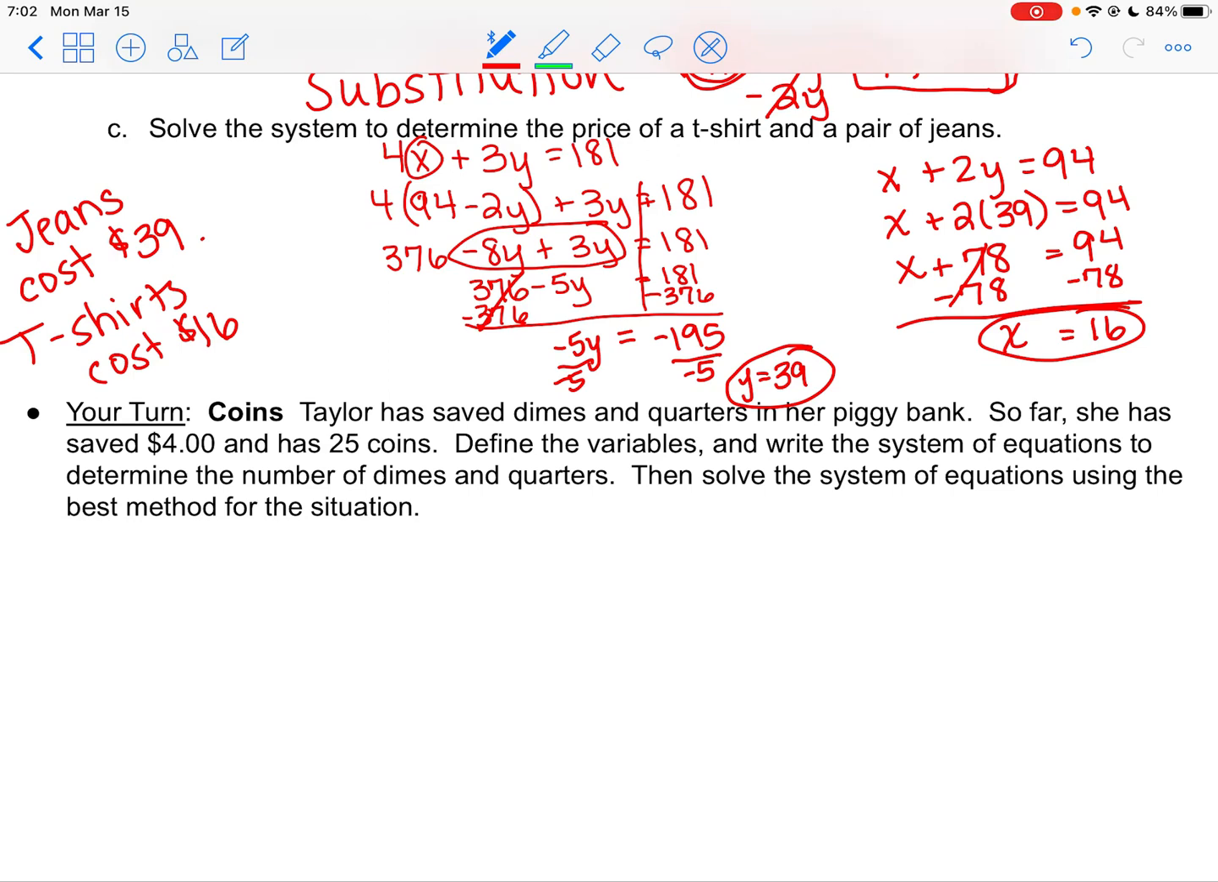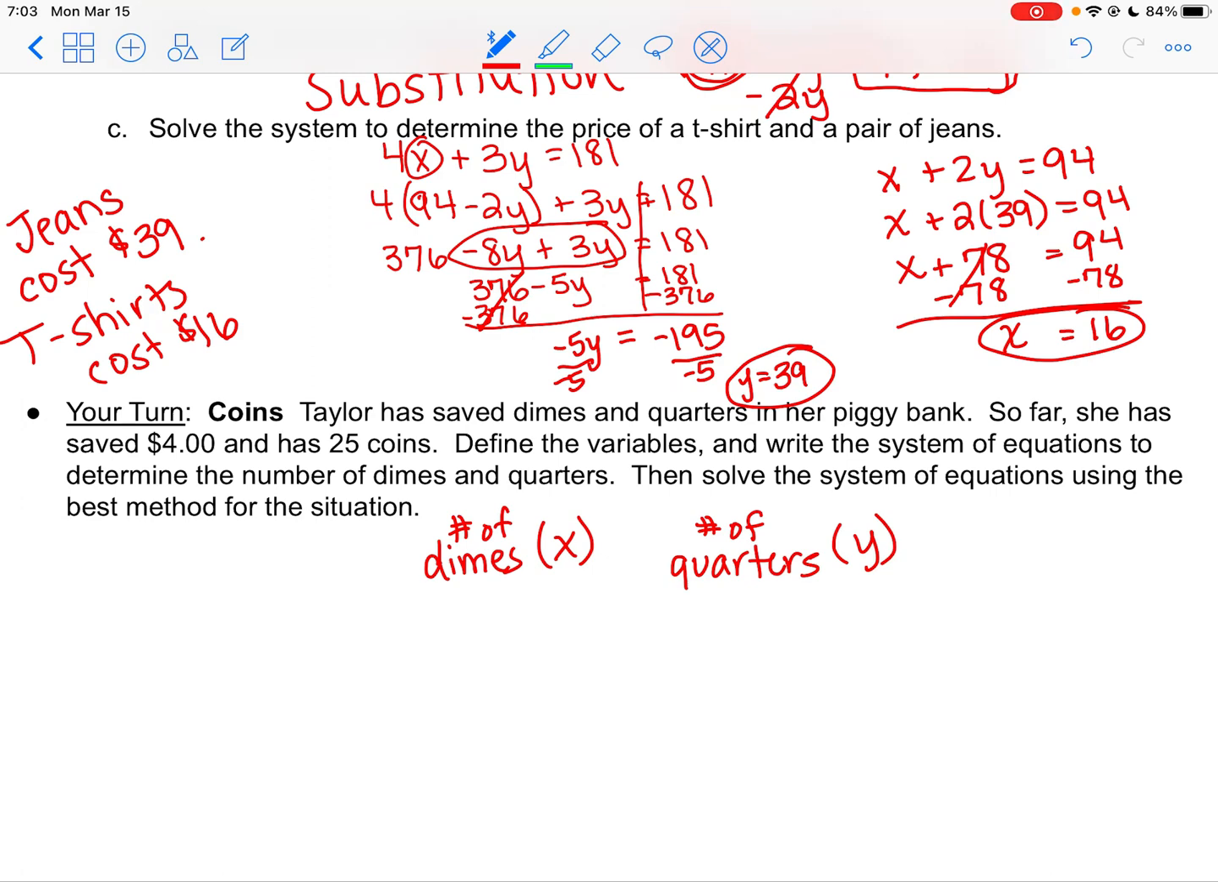So the two things I need here, my two variables, are going to be dimes and quarters. More specifically, it's the number of dimes and the number of quarters in her piggy bank. So these are going to be my variables. I'm going to use X for dimes and Y for quarters.